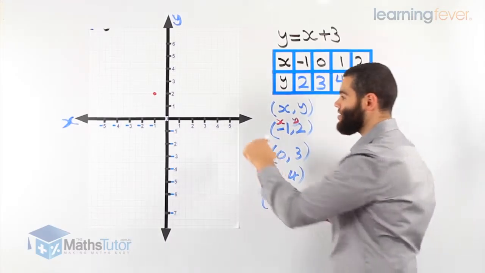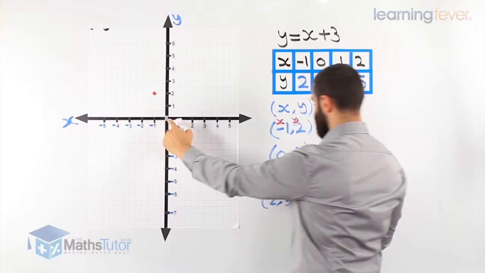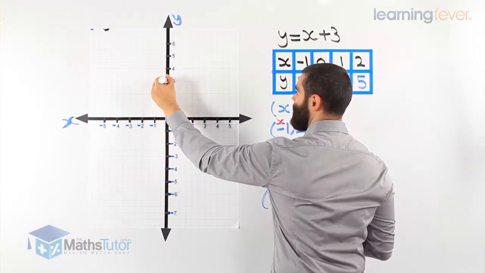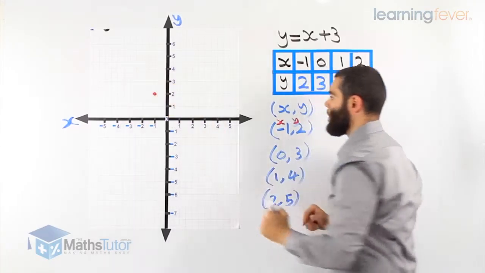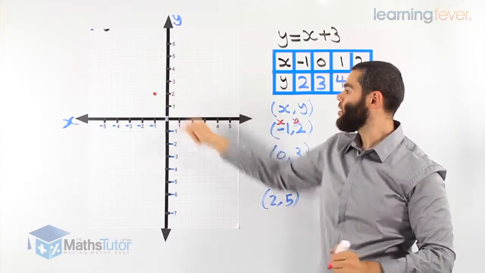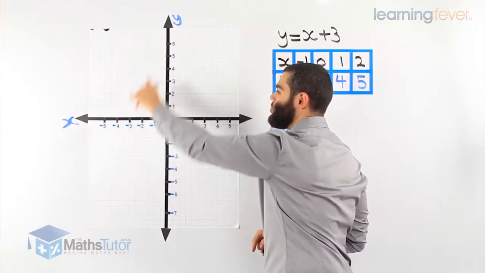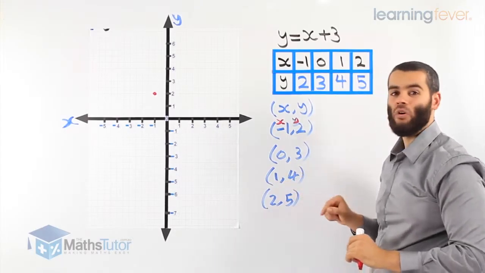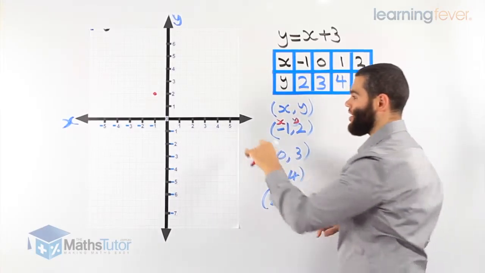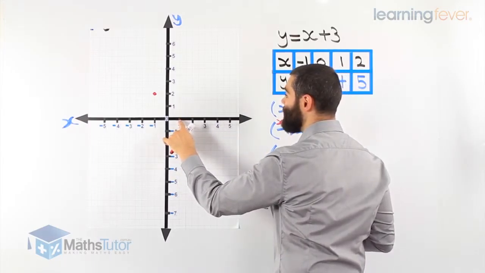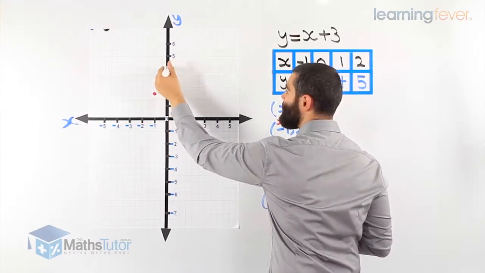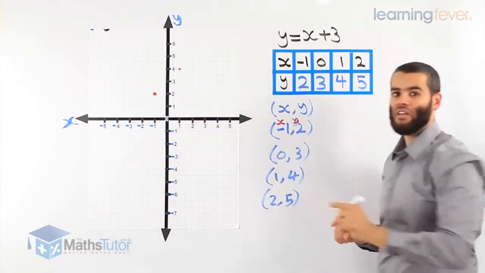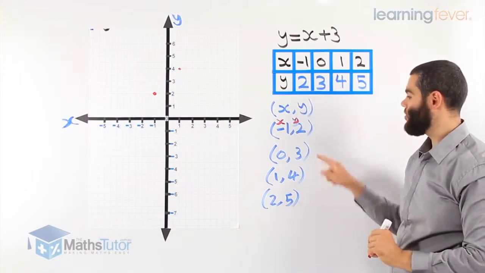Now 0 on the x, where is it? There it is. 3. Go up to the y at 3. There it is. So 0, 3. So we always start on the x and then we go up or down depending on the coordinate. 1, 4. Where do we start? On the x. 1, there it is. 4, meaning we go up to the 4. There it is. 1, 4. X first, then up or down depending on the y.